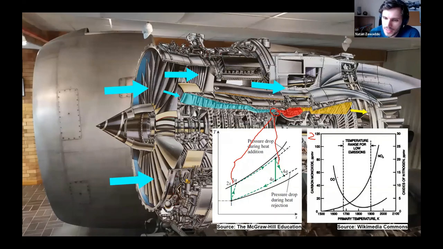Our actual problem, not the second problem, is the dependency of the nitrogen oxide emissions on the temperature. If you increase the temperature, you can see that this is an exponential function. So it's not linear, it increases quite aggressively. And in the high temperature range, a small change in temperature can cause NOx to double.